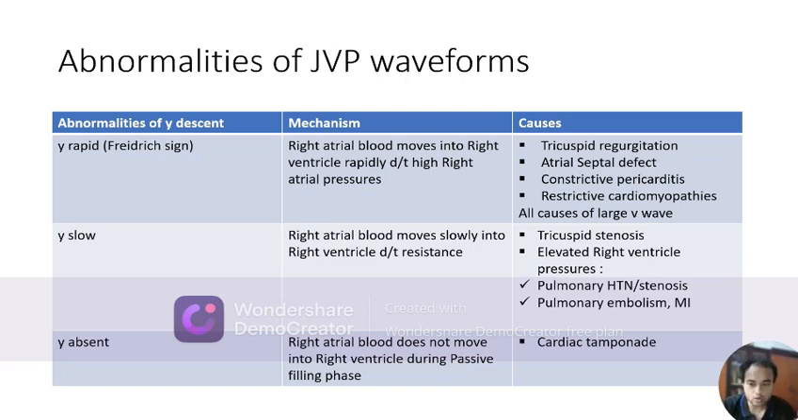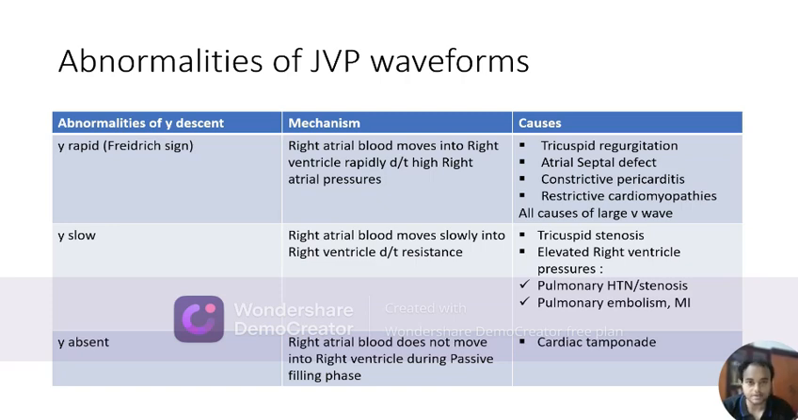The Y descent can be slow, in which the right atrial blood moves slowly into the right ventricle due to resistance, and the resistance may be offered by a narrowed atrioventricular valve, that is tricuspid stenosis, or due to elevated right ventricular pressures, as happens in pulmonary hypertension, pulmonary stenosis, pulmonary embolism, or MI.